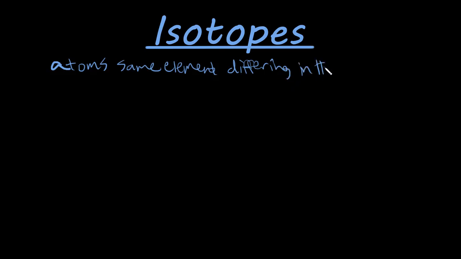So let's take a look at the definition of isotopes. Isotopes are atoms of the same element that differ in the number of neutrons in their nucleus. So that's the simple definition of isotopes. These are atoms of the same element that differ in the number of neutrons that are going to be in their nucleus. So let's take a look at hydrogen, for example.